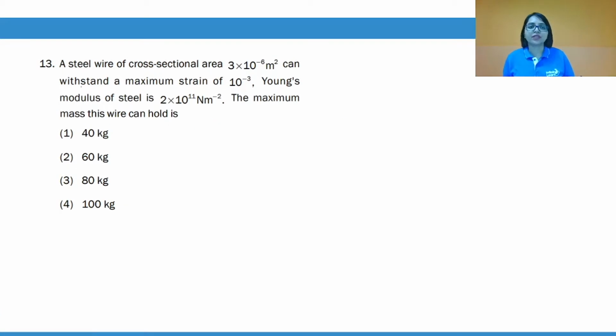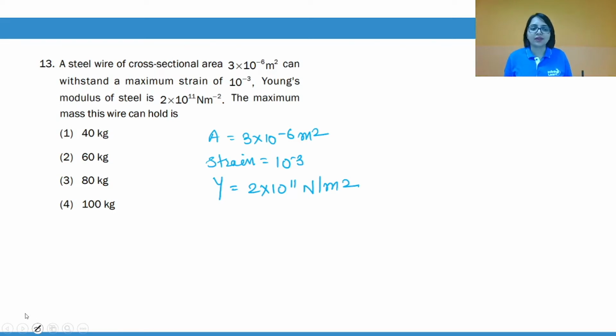Next question is question number 13. A steel wire of cross section area 3 into 10^-6 meter square can withstand a maximum strain of 10^-3. Young's modulus of steel is 2 into 10^11 Newton per meter square. The maximum mass this wire can hold is. So basically Young's modulus is what? Force upon area into delta L upon L. So FL upon A delta L is Young's modulus.